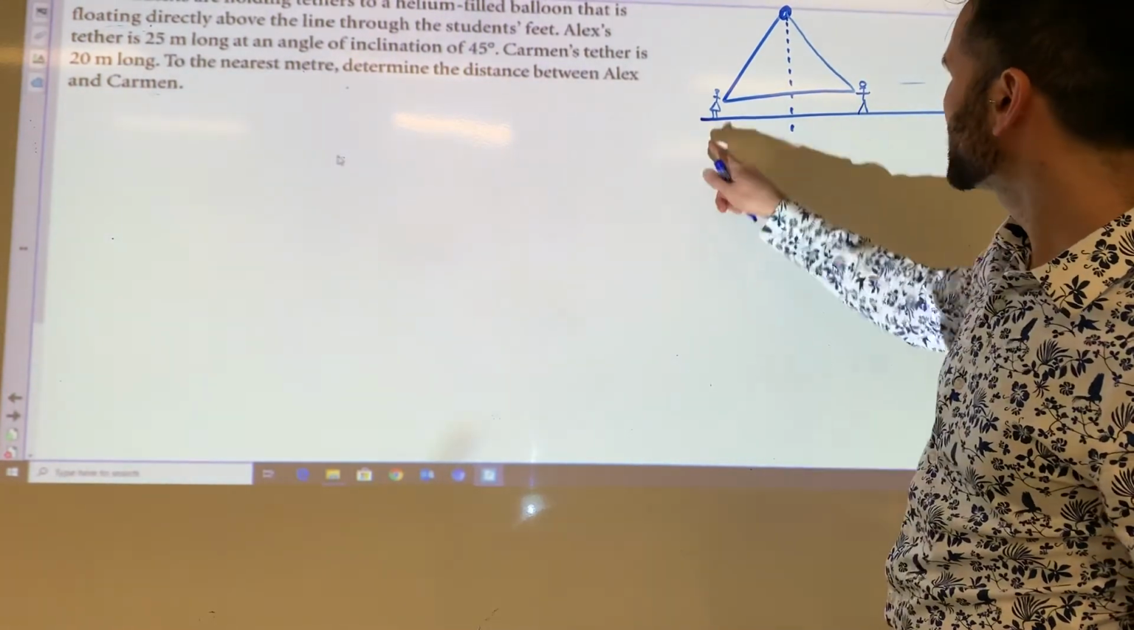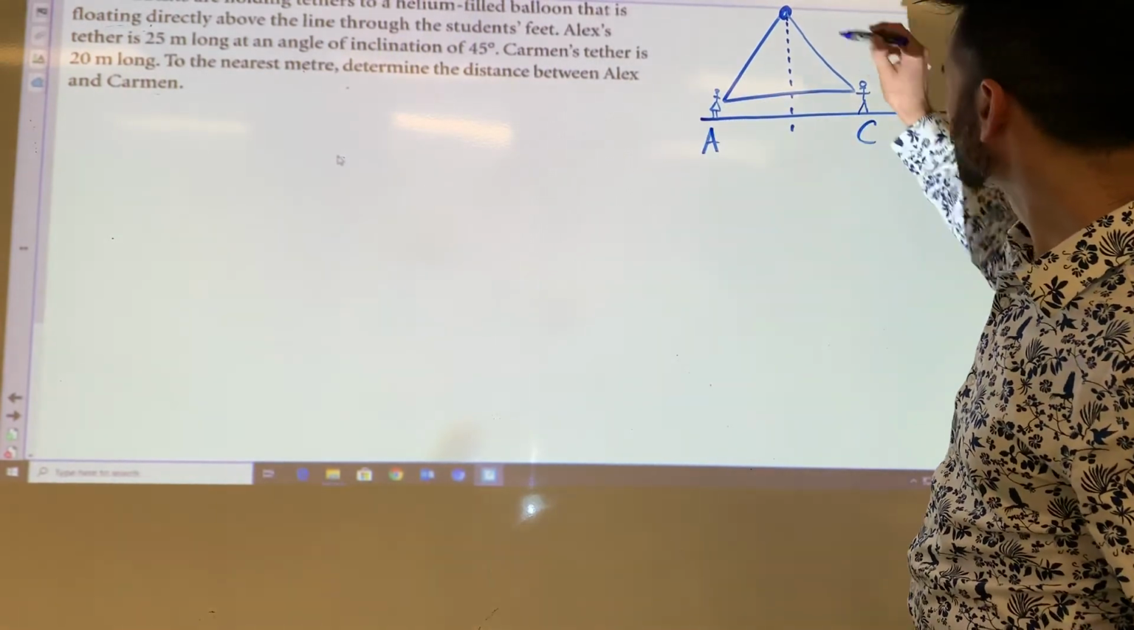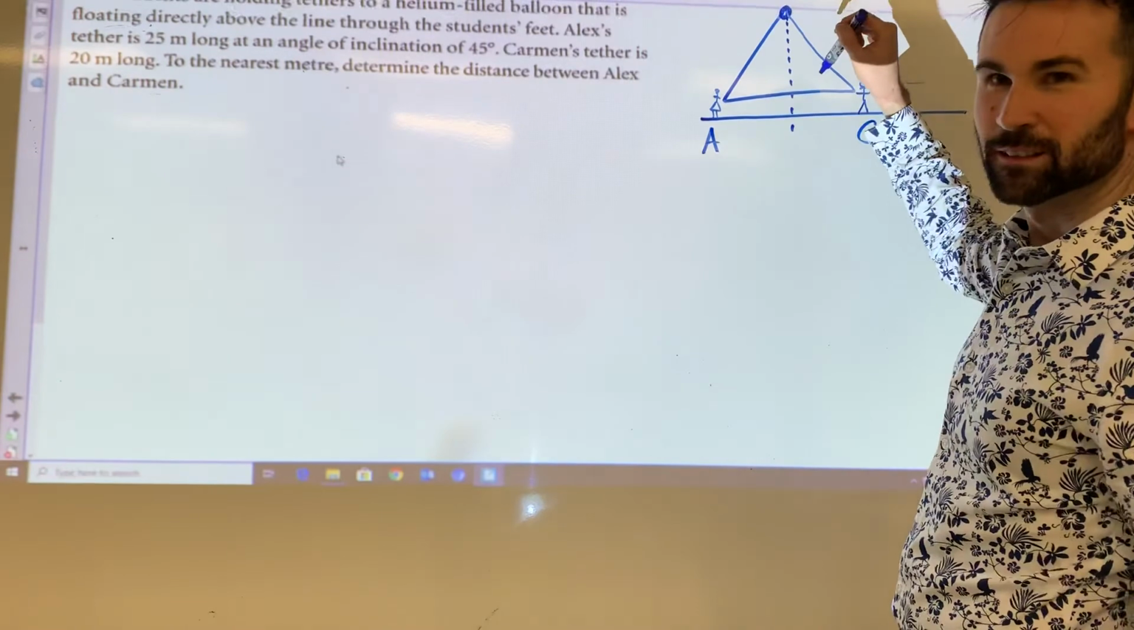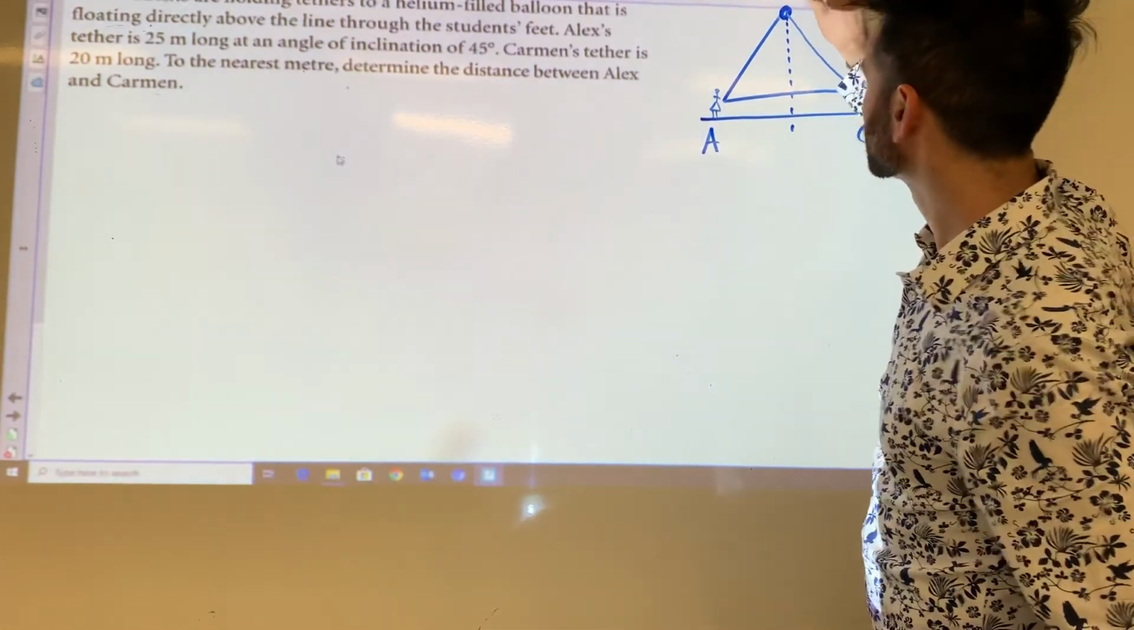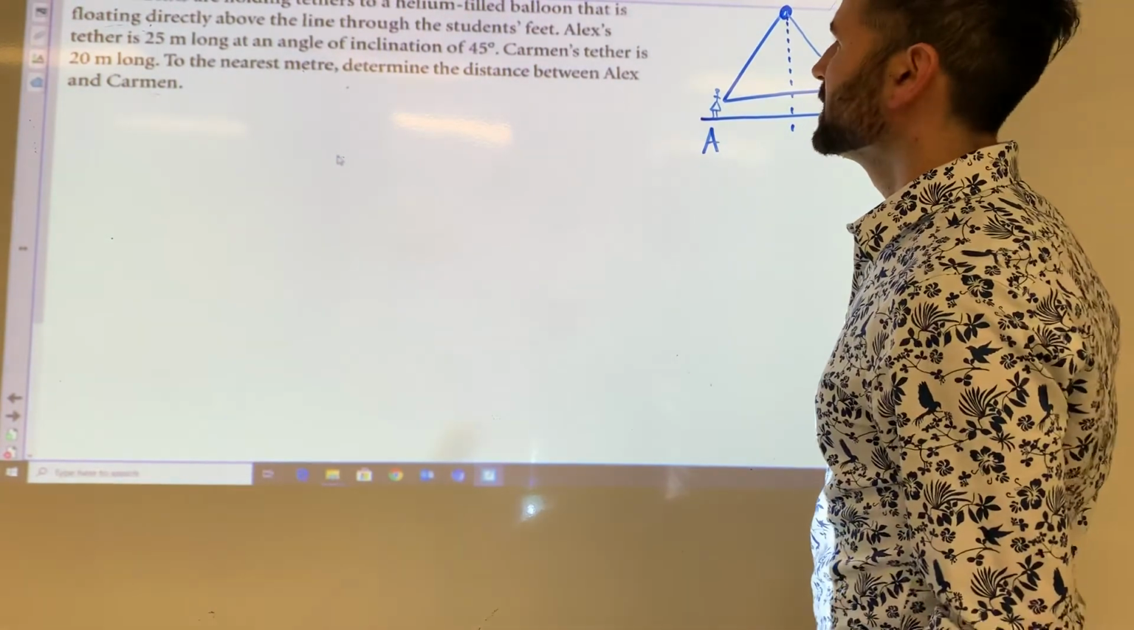So let's see, Alex. We're going to call this A for Alex, C for Carmen. What do you want this side to be? H, perfect, for helium, or B for balloon. I don't know, let's just go H for helium. Helium balloon.